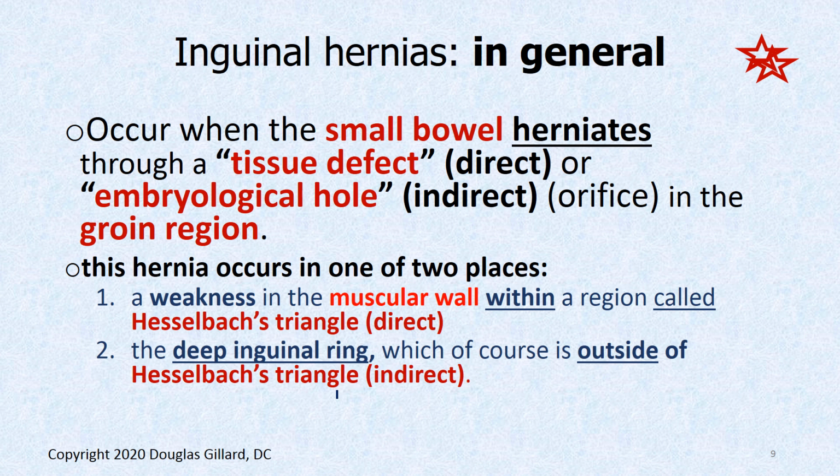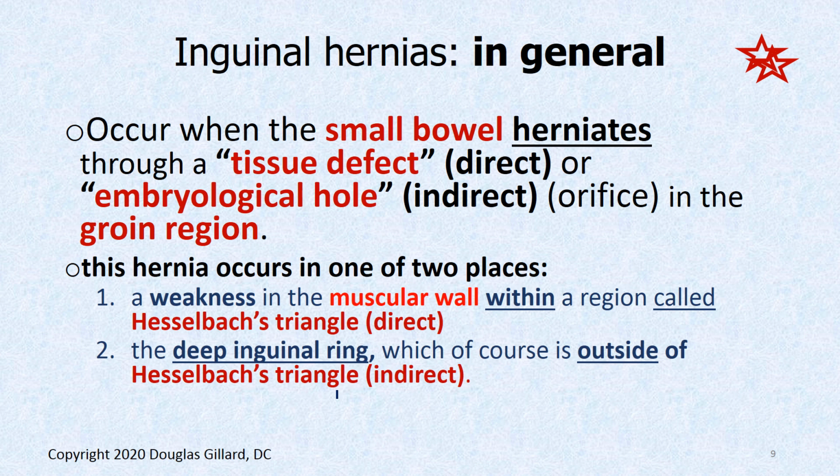So in general, with regard to inguinal hernias, it occurs when, well, it's a hernia. That means something has to push through some type of orifice. So a small bowel herniates through a tissue defect. So that would be a direct hernia. Or there's an embryological hole left over, i.e. the processus vaginalis, which we'll do a tiny bit of embryology here to refresh your minds on that.